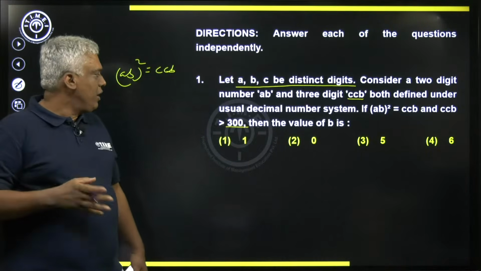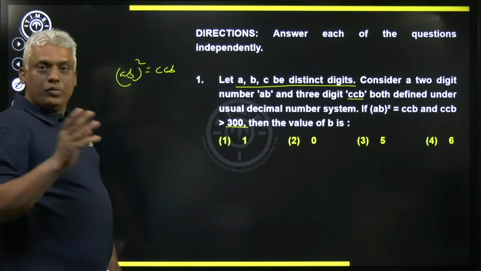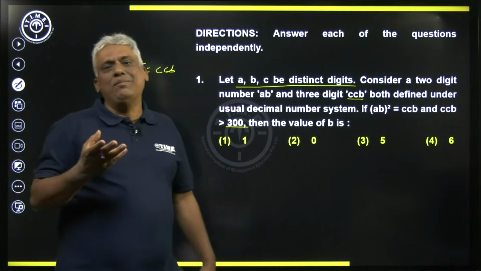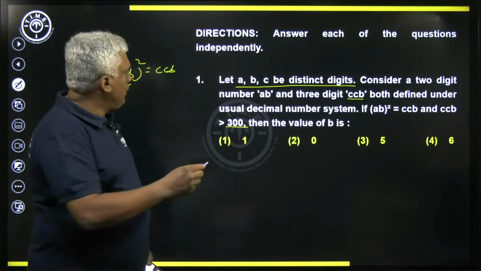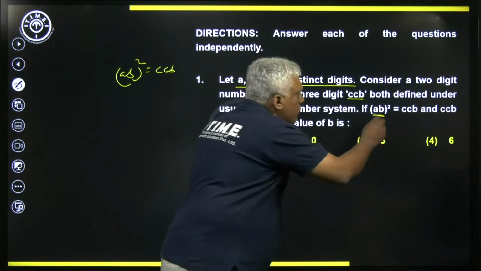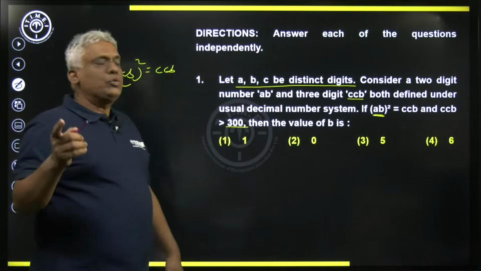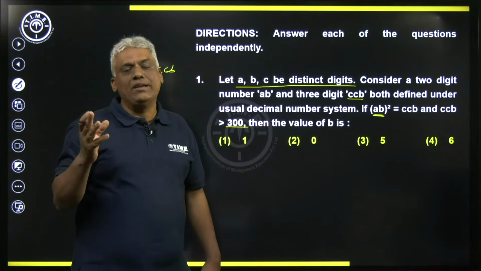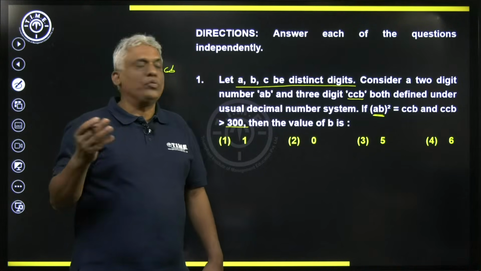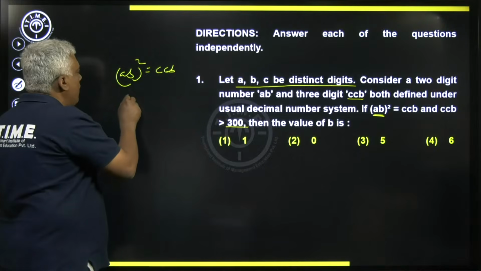300. Now you see, if you solve by the normal method, it will take time to form the equation. It will be lengthy. What trick can we use? This is a two-digit number whole square, and it's more than 300. We know that 17 square is 289, 18 square is 324. So that means the number will be obviously more than 18.